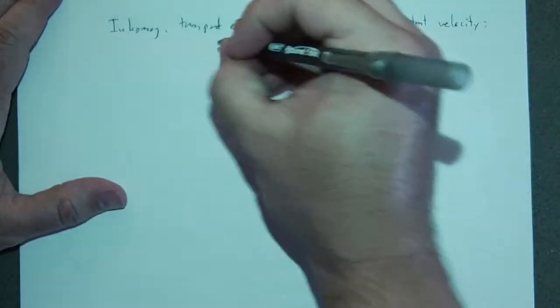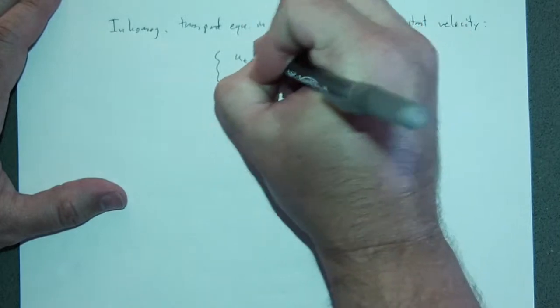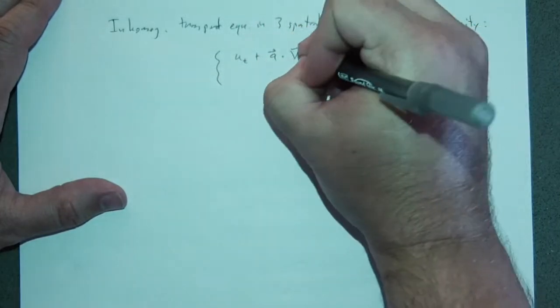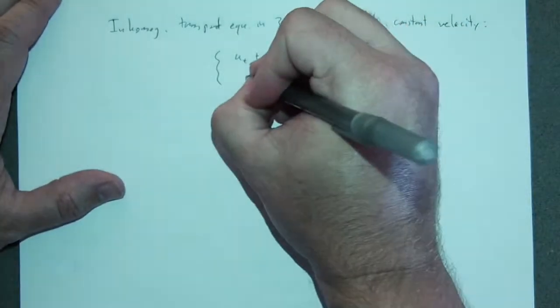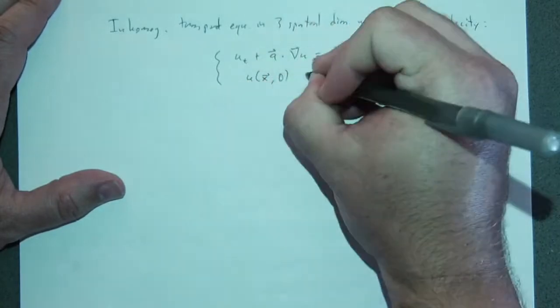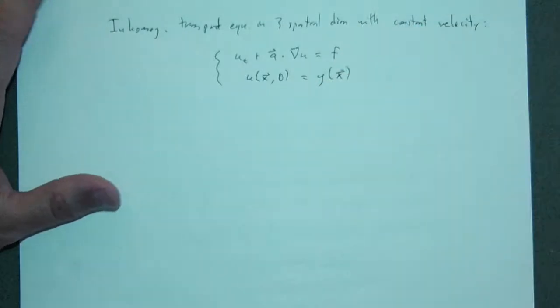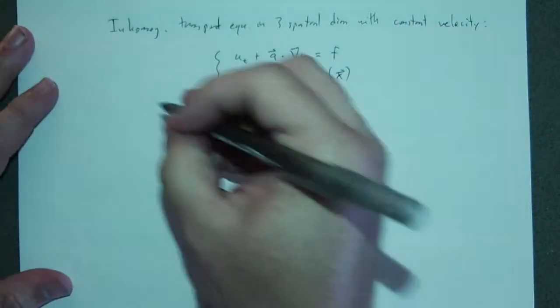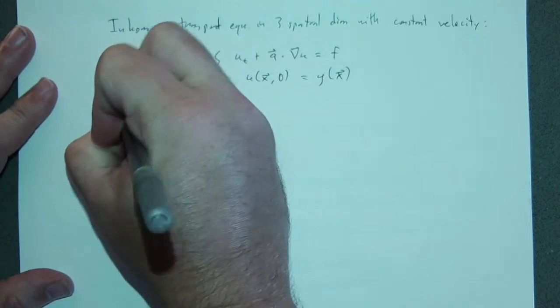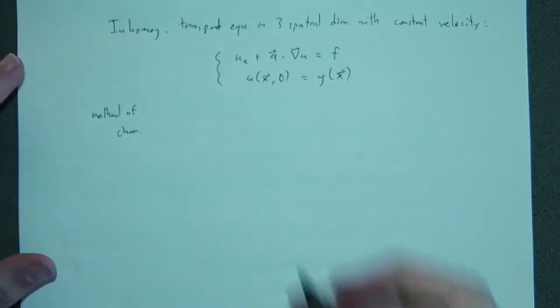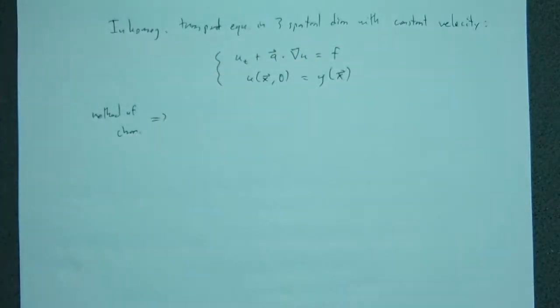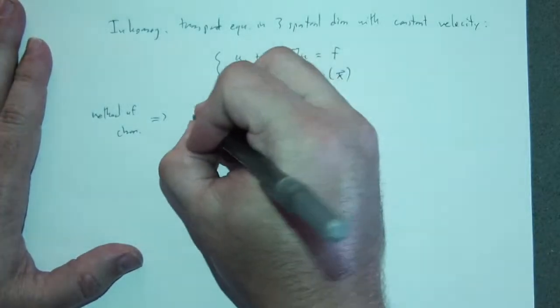And what this looks like is u sub t plus vector a dotted with the gradient of u is equal to f for some function f, and u of x0 is equal to g of x. So again, via method of characteristics, and especially because this is a linear equation, this works out very nicely. That our general solution, I'm not even going to write the one that's not in vector notation. I'm just going to go ahead and write this in vector notation.